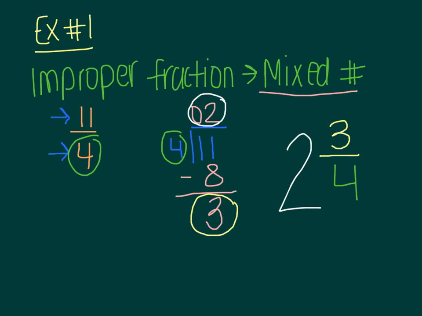And I'm sure some of you might have heard of something called Around the World. It would look something like that. And that is how you would get your mixed number. So you have your whole number up top as your quotient. Your remainder is your numerator. And your denominator is the same as it was.